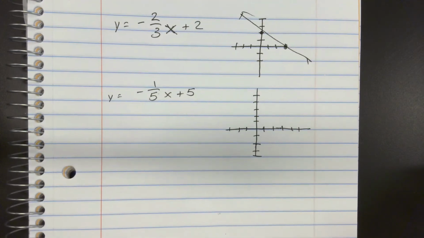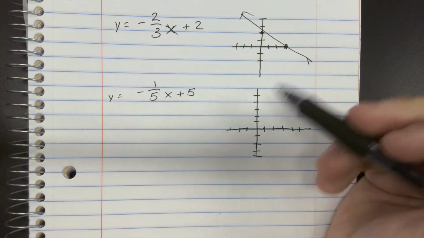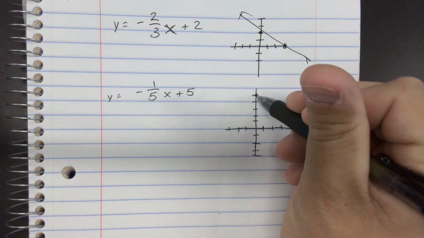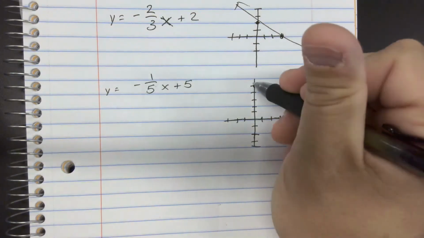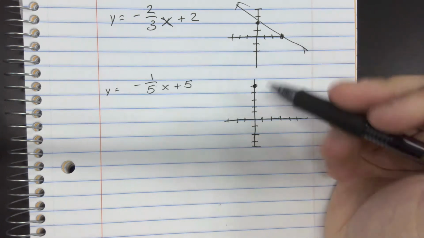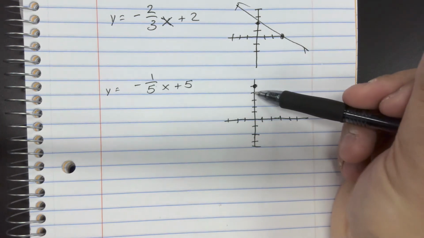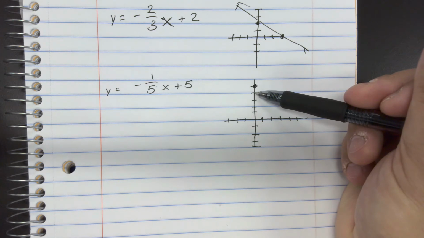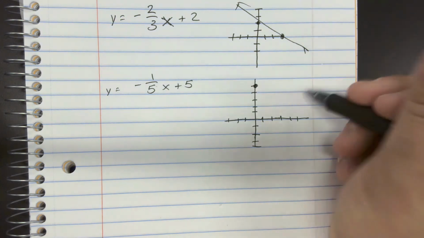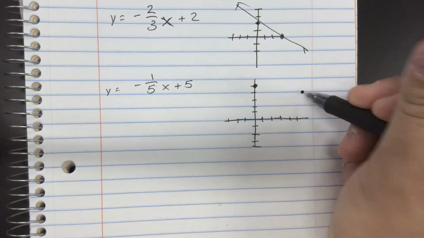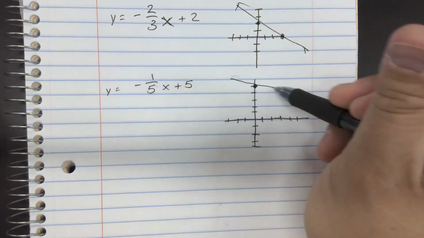What's this one? Braxton, what's our y-intercept? 5. So we're going to go up 5, right? Put a dot. Okay, now what? Go down 1 and over. No, always to the right though, right? Yep, to the right 5. So we're going to go down 1. And which way are we running? To the right 5. And there's your line.